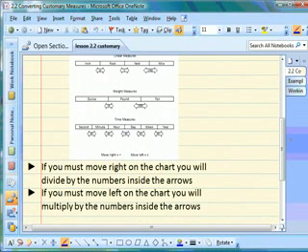And it even says at the bottom of the handout, if you move right on the chart, then you need to divide the numbers that are inside the arrows. So say you're switching from hours to days. Here's hours and here's days. Since you'd be moving to the right, you would divide by the number down here in this arrow, which is a 60. Secondly, if you need to move to the left on the chart, then you'd multiply the numbers that are in the arrows. So again, you'd find the two things that you need, you'd look at the arrow in between, and you would multiply by that number.